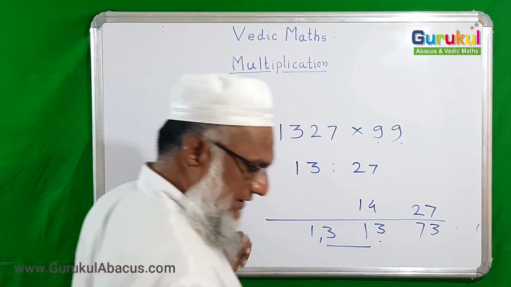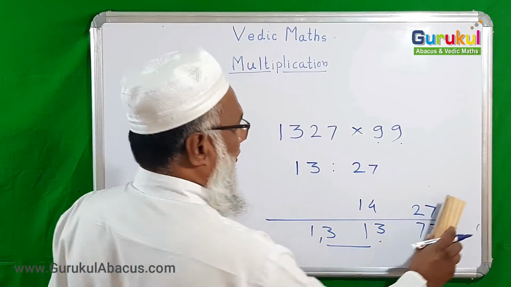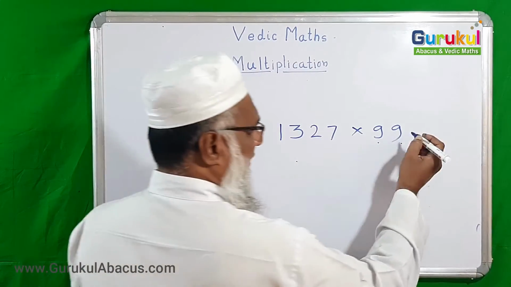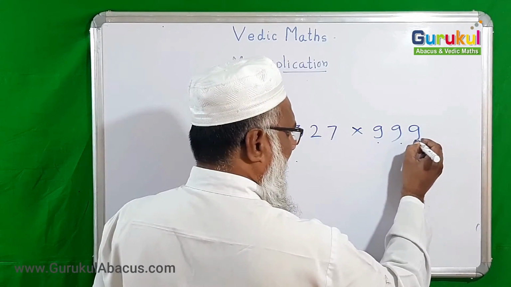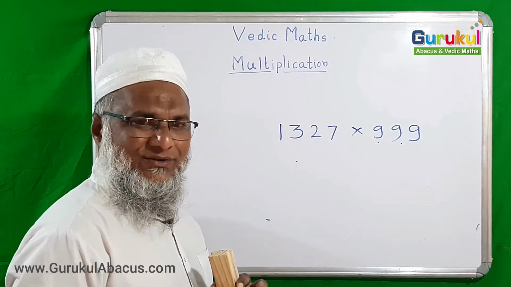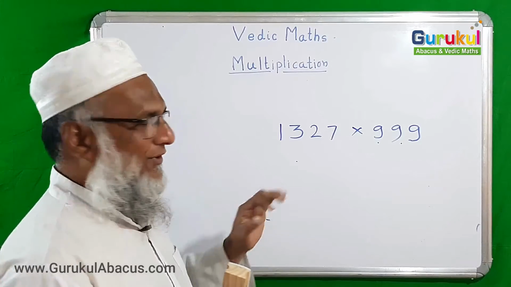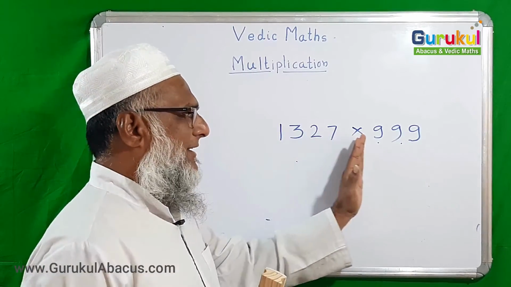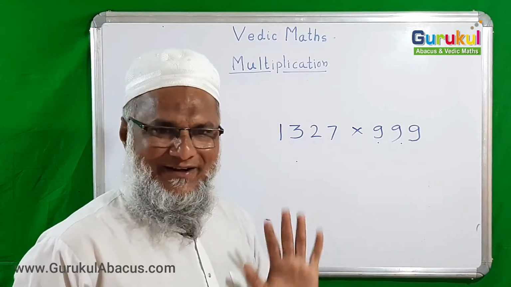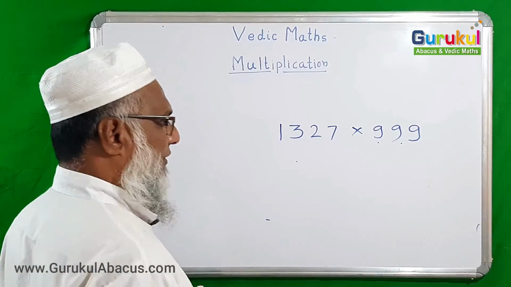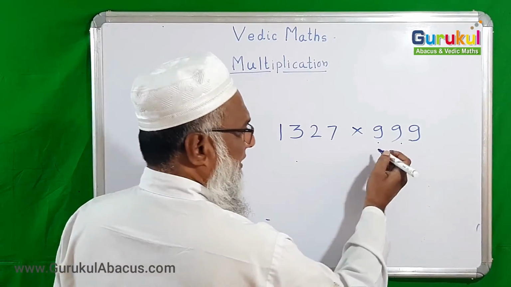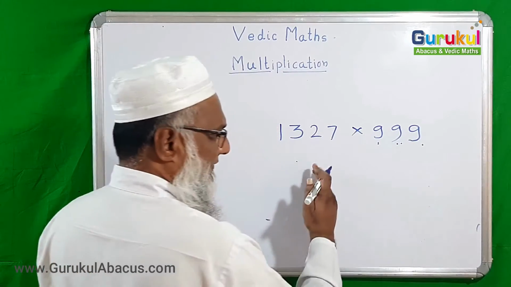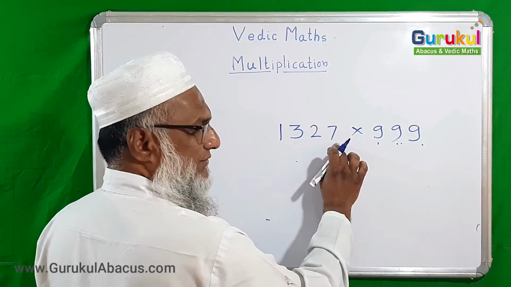Okay, one more example now we are going to solve. Suppose the example is the same, but only we are multiplying it with a 3 digit greatest number. Now for us the example is 1327 multiplied by 999. Okay, according to our rule, what are we thinking now? The greatest number has 3 digits.